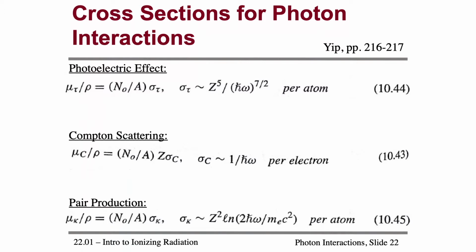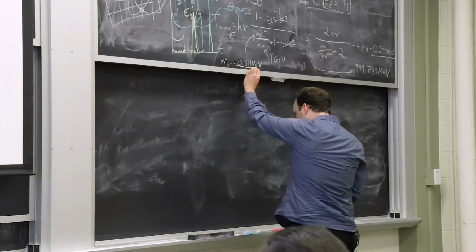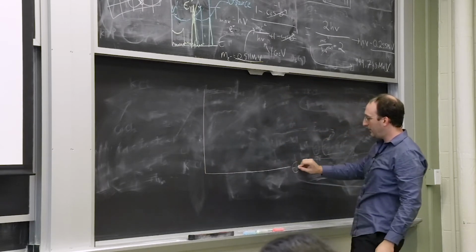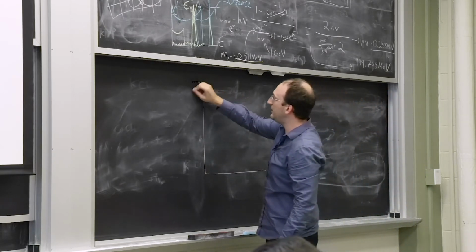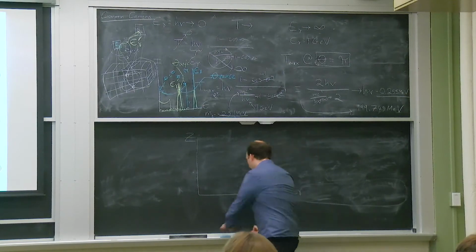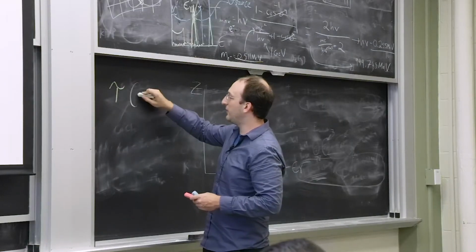So now let's start to look at what the general energy and Z ranges of each of these effects are. And we're going to recreate one of the plots that I showed you at the beginning of yesterday's class. So let's make a graph of energy of the photon and Z of the material, and we want to try to map out where the following three processes are dominant. So tau, our photoelectric effect.